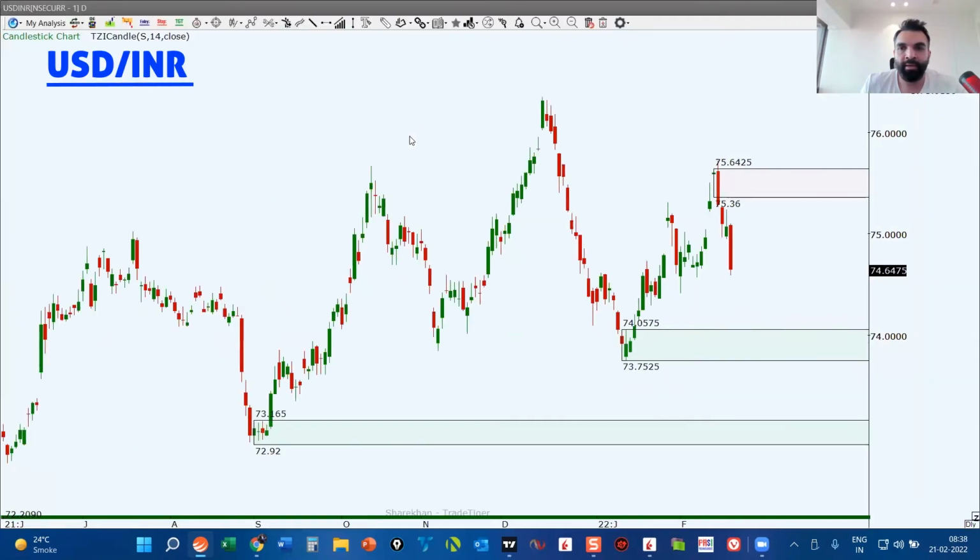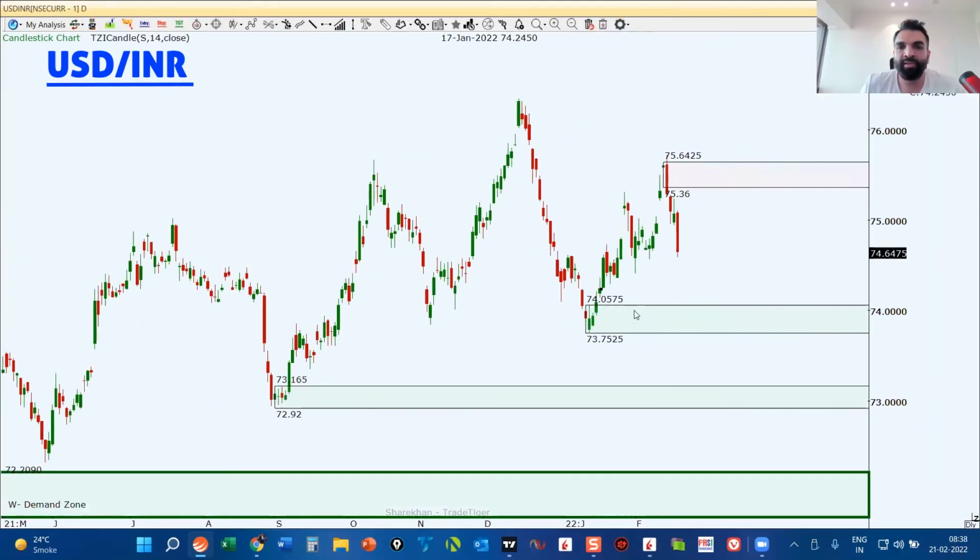And in the near term, we do have these levels of demand and supply. So these levels of demand and supply can also play out. And again, because the prices are far away from the demand and supply zones on the USD INR, as an options trader, you can take advantage of non-directional trading and also deploy some strategies using options in a market that is non-directional, where demand and supply zones are far away from the current market price.